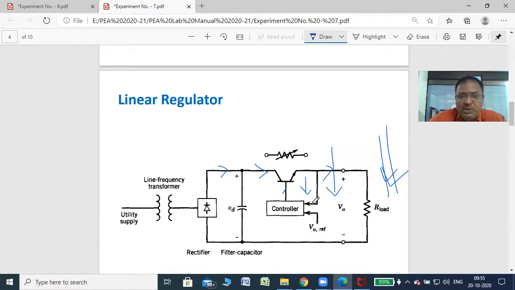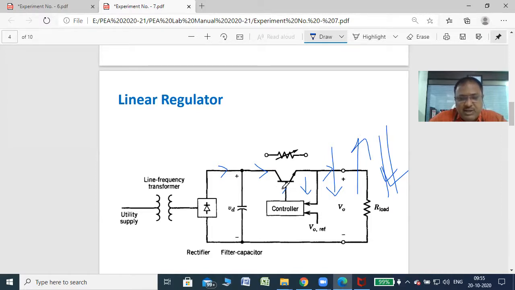As the sampling voltage changes its value, the difference will be something positive or negative. According to that, this controller is nothing but a comparator, or you can say an op-amp we can use. So the base current of this transistor decreases or increases accordingly. If the voltage decreases, the base current increases. If the voltage increases at the output, then the base current decreases.